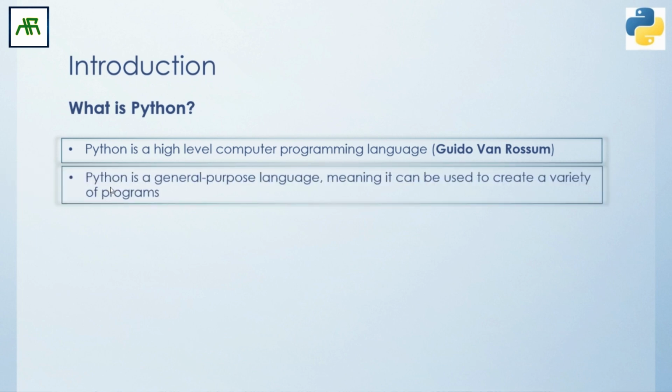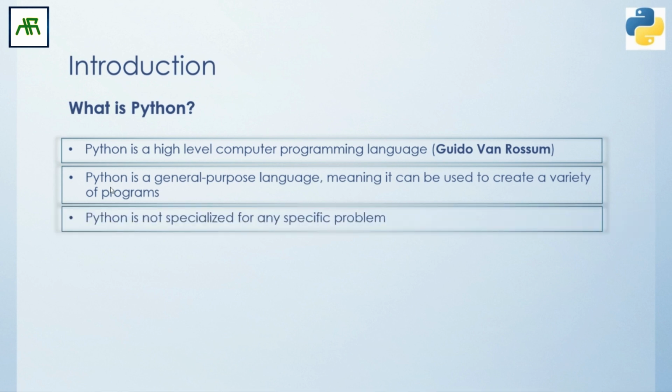The next point is Python is a general-purpose language, meaning it can be used to create a variety of programs. Python is not limited to a certain specific business function or any other specialty functionality. It can be used for any kind of programming, right from simple arithmetic operations to complex artificial intelligence programming. As I mentioned, it's not a specialized or problem specific programming language.